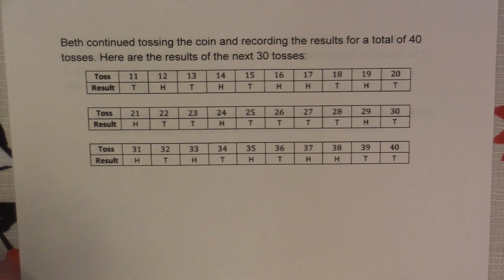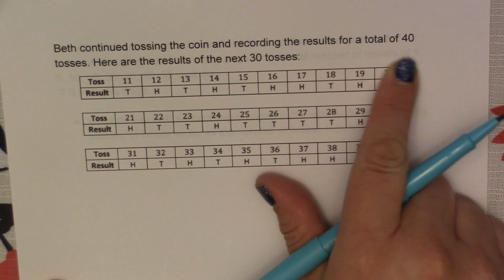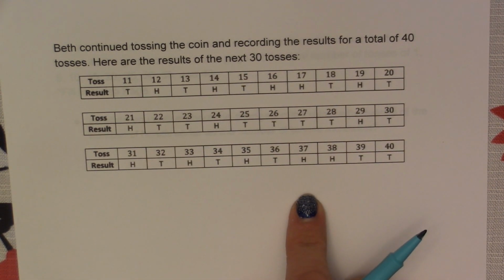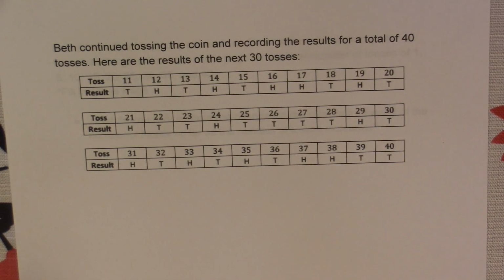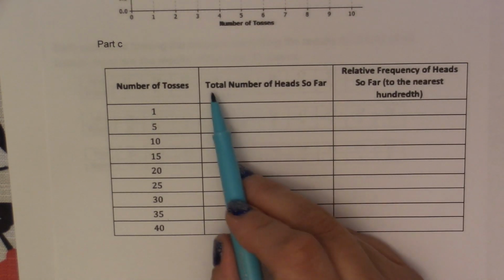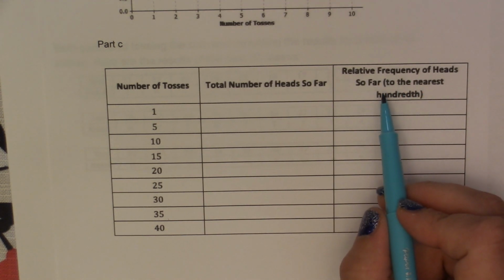Let's look at our next question here. It says, Beth continued tossing the coin and recorded the results for the total of 40 tosses, and here are the results for her next 30 tosses. Now, on your notes page, we're going to fill in a table that's going to help us make a graph here in just a minute. So if we take a look at this table on part C, we're doing total number of heads so far, and then we're going to find the relative frequency.